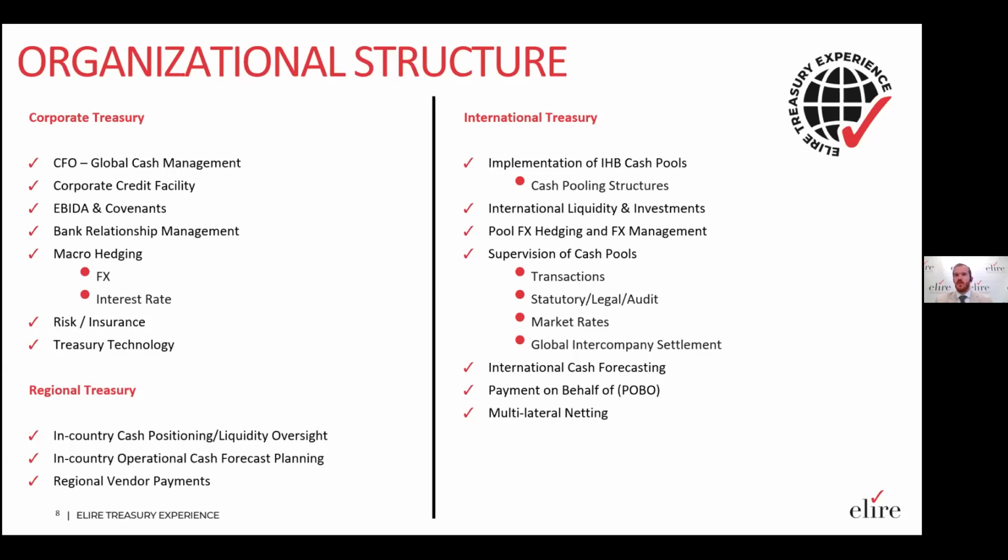The other key piece, which is really where we can think of the bulk of IHB living for those larger organizations, is international treasury. Those are the individuals, particularly in multinational in-house banking structures in the Netherlands or in Luxembourg, typically, that are really maintaining our cash pooling structures. The international liquidity and investment guidelines set by the organization as a whole are typically managed by international treasury as well. And that boils into some of the pool FX hedging and FX management for all of our currencies.